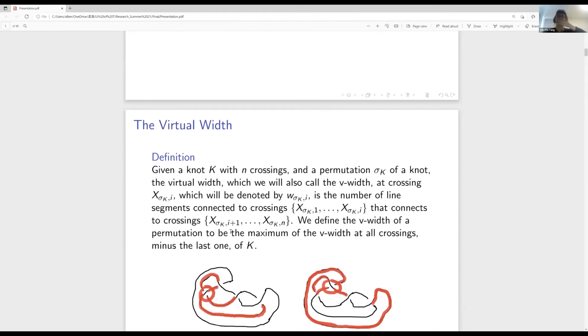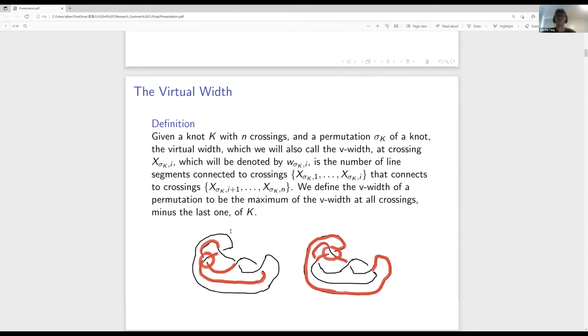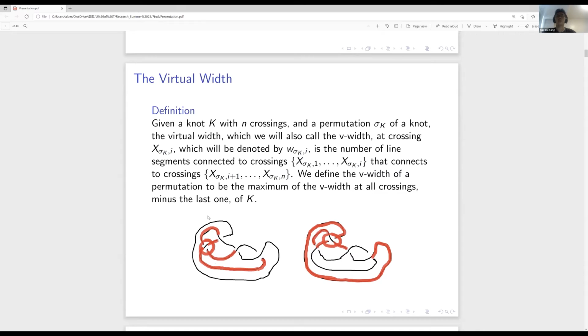With that, let's define this information I'm talking about. We define the virtual width at a crossing, given a knot permutation, to be the number of segments connected to the crossing we're looking at and the crossings before on one end, and connected to one of the future crossings on the other end. What I mean is this.